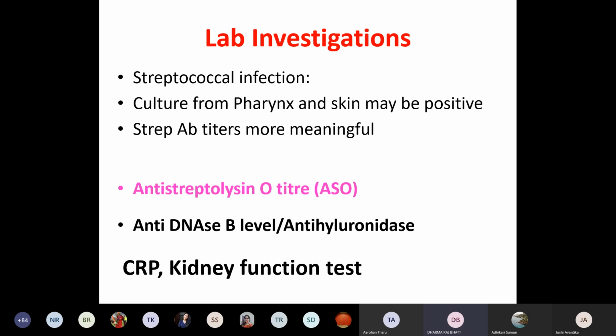Right? So these are the things that you need to remember in post-streptococcal glomerulonephritis.